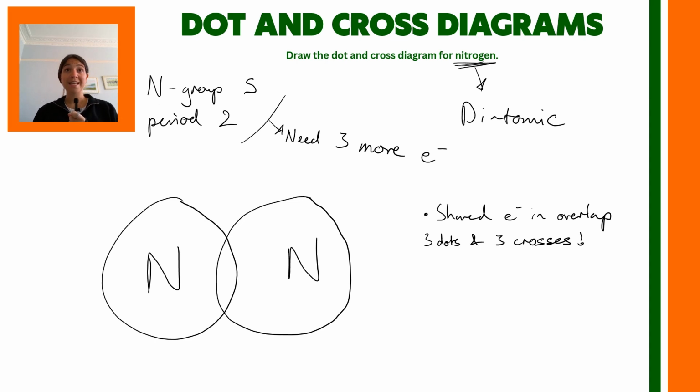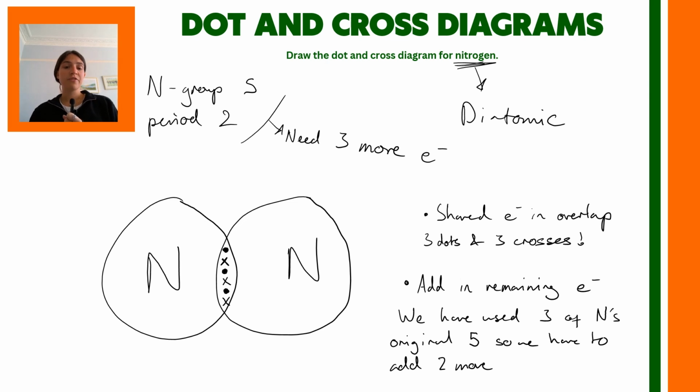So they both need 3 more than what they've got. So they're going to share 3 each. So I've got 3 dots and 3 crosses, okay? Where dots are for one of these 2 nitrogen atoms and the crosses are for the other. So good. They've got 3 each being shared, and now I have to add in my remaining electrons here.